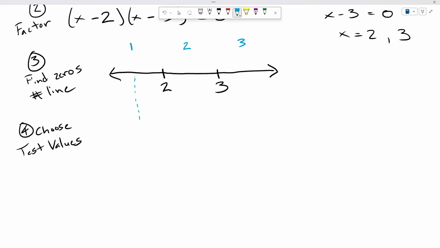So let's do, for this interval, whenever you can do 0, that's an easy one to do. Just pick 0 as a test value. All right, so we'll do 0 for that interval. And then our test value in here, we need between 2 and 3, we'll probably just do 2.5.